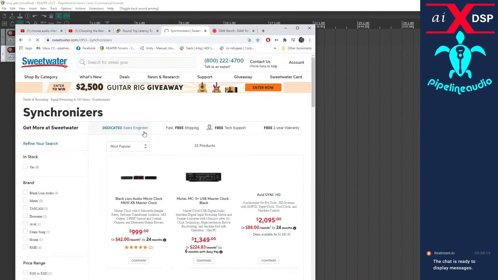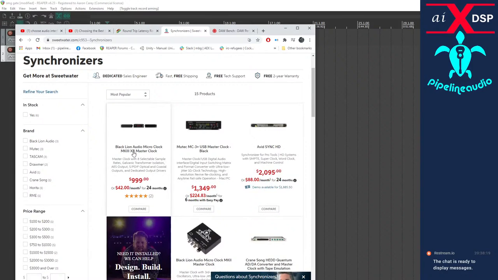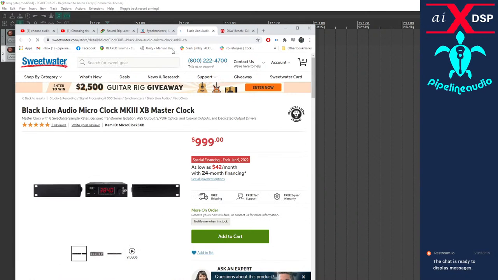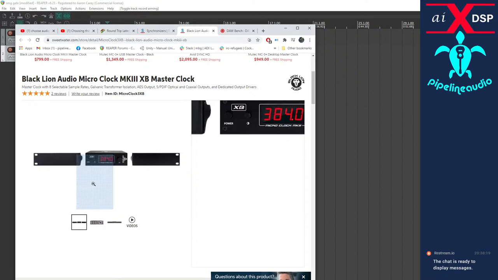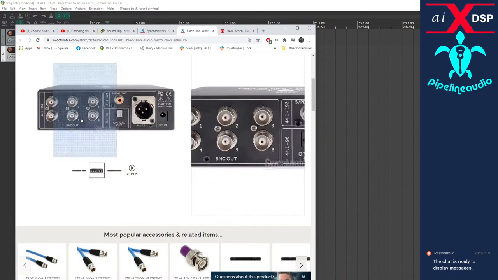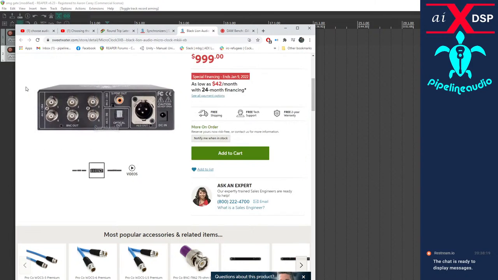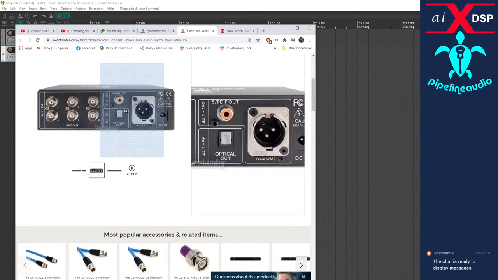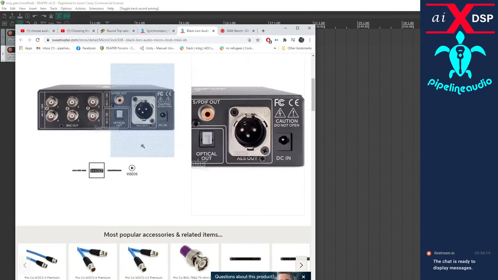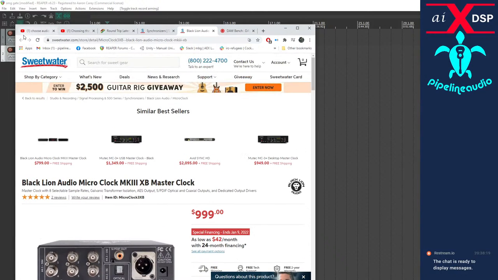Word clock. So there's the Black Lion Micro Mark III XB Master Clock. Remember, this is just a word clock, so it's $1,000. Let's take a look at what it's got. $1,000, and it has, ooh, it has 6 clock outs. So that's kind of cool. SPDIF out, optical out. So, you know, $1,000, you get 6 outs. Back in the day, you'd pay $100 and get 6 outs, but whatever.